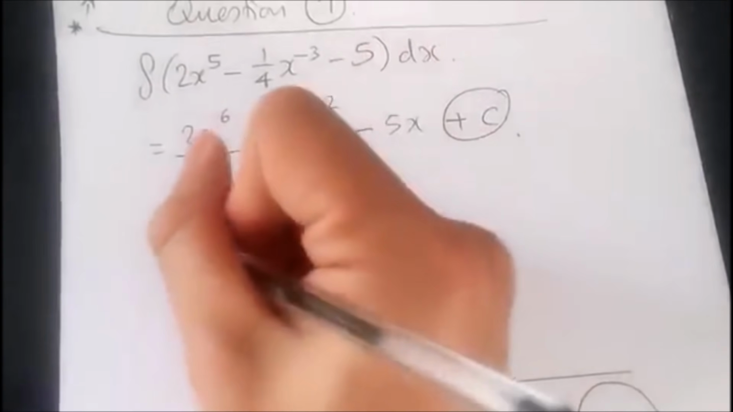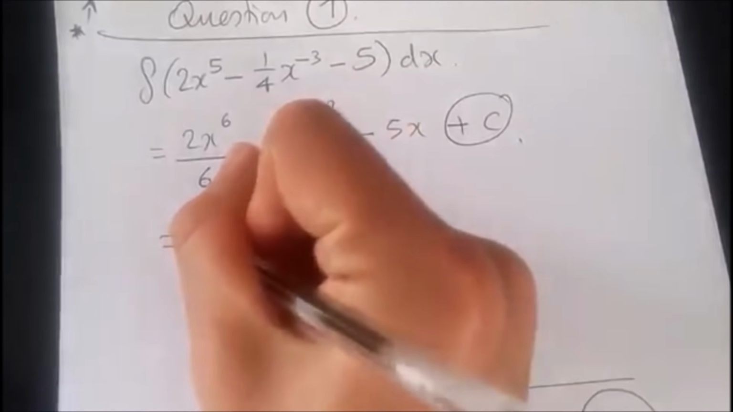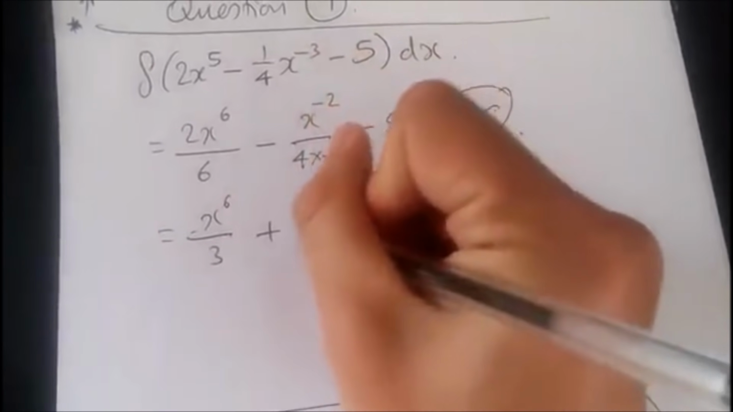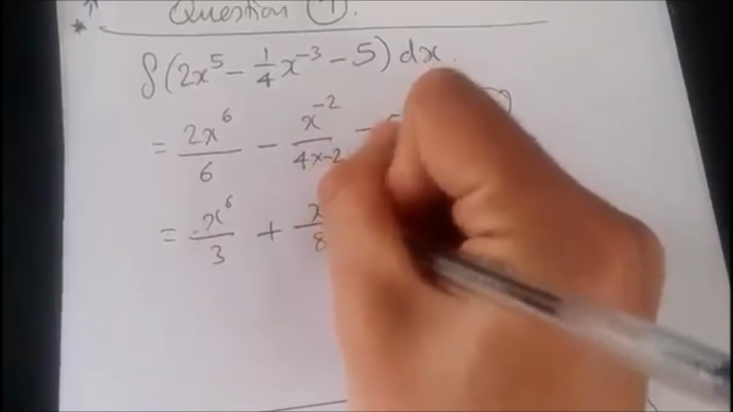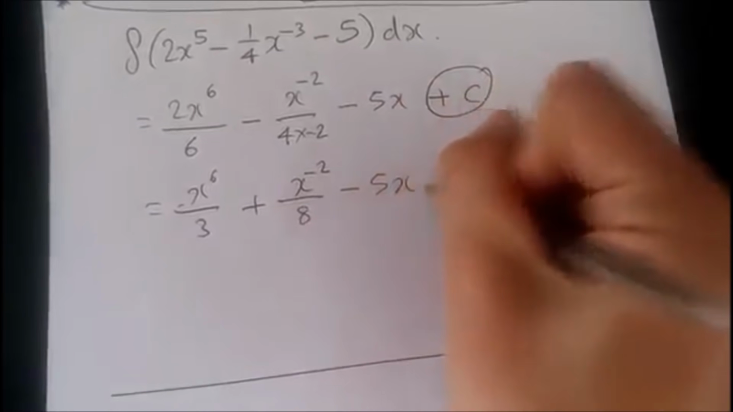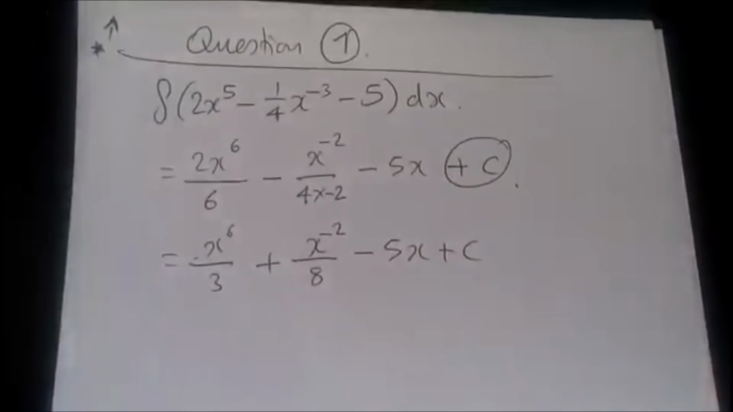So here we're going to have 2 over 6, so we're giving x to the power 6 over 3. Plus, because the 2 negatives, and the bottom half becomes 8. And of course, x to the minus 2. And let's just copy the rest. And that's it, guys. We conclude here.